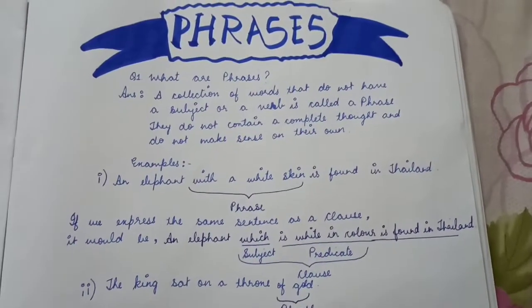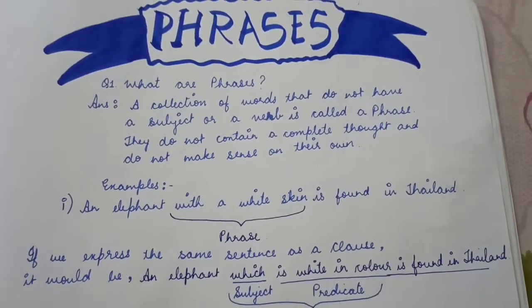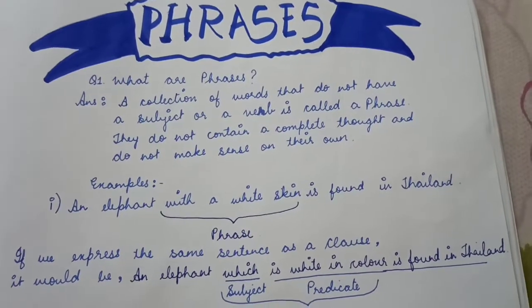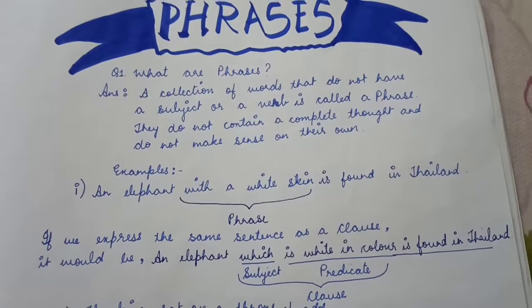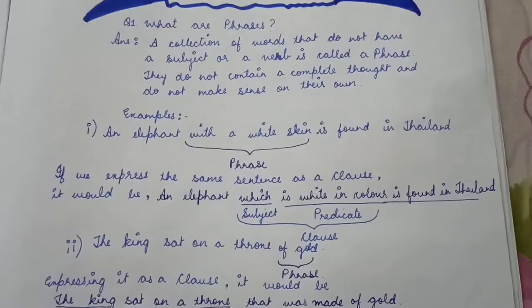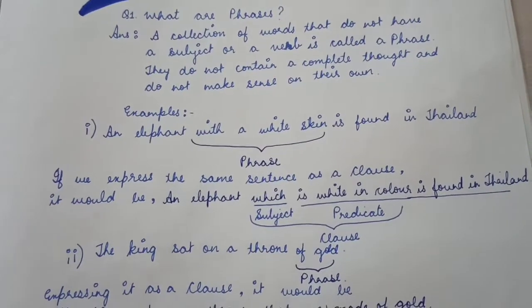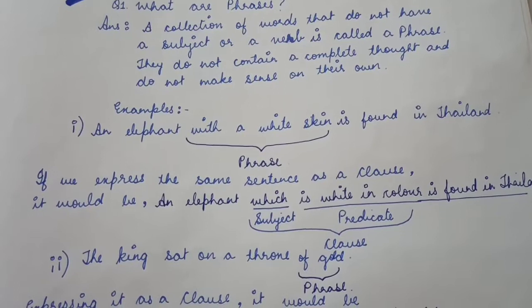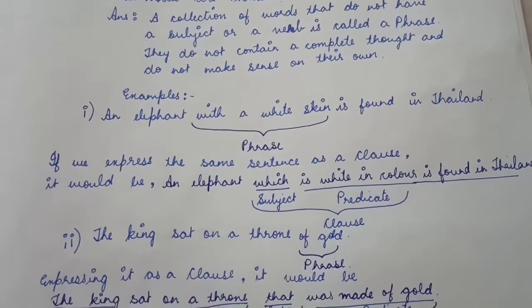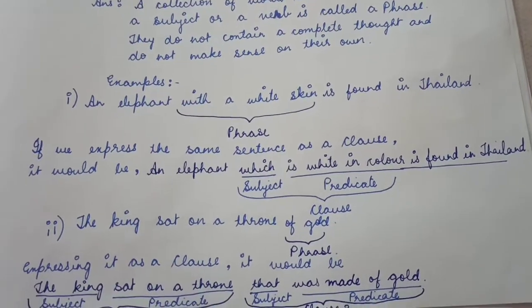Phrases. What are phrases? A collection of words that do not have a subject or a verb is called a phrase. They do not contain a complete thought and do not make sense on their own. Let us understand them better through some examples. The first example is an elephant with a white skin is found in Thailand. In this sentence, we have a phrase with a white skin.